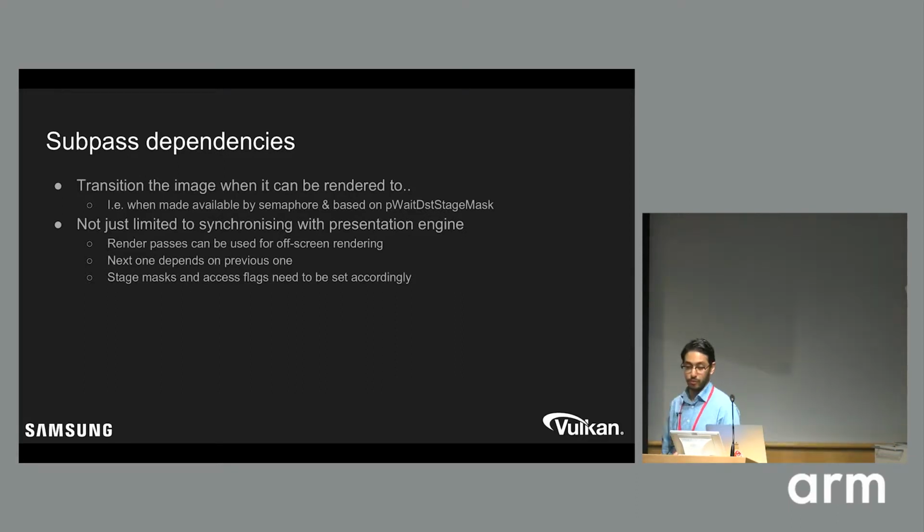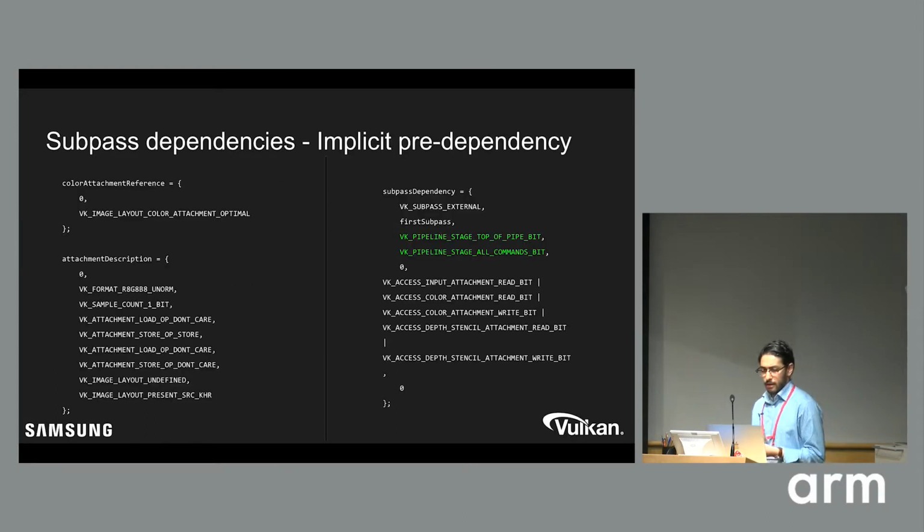Subpass dependencies are not just limited to presentation, but can be used for off-screen rendering, deferred shading, all sorts of things. As you may see in the Vulkan spec, there is an implicit subpass dependency that's automatically applied, known as a pre-dependency. It's the dependency applied automatically when you're transitioning from the initial layout before the render pass to the layout as the subpass begins. The stage it specifies is top of pipe, which basically means transition right now, which you don't want to do since you want to transition when the semaphore gets signaled.